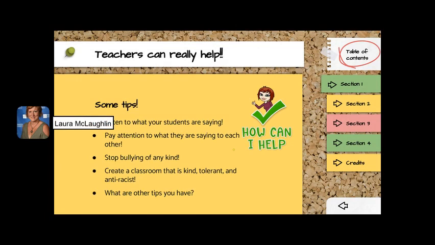The good news is teachers can really help. Here are a few tips. Listen to what your students are saying, or your children in my case. Pay attention to what they're saying to each other. Stop bullying of any kind. Girls bully in relationships, so just be aware of that. It's not the same way boys bully. Create a classroom that is kind, tolerant, and anti-racist. What are some other tips that you have?